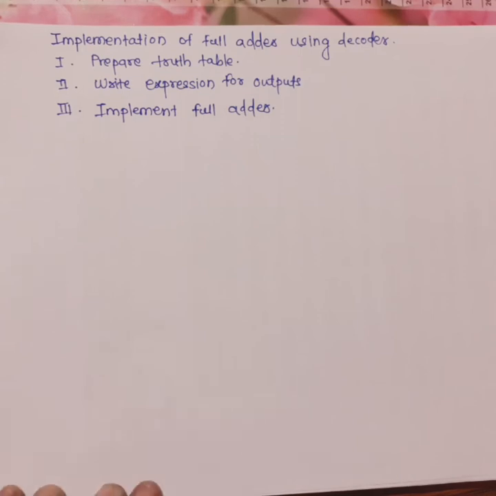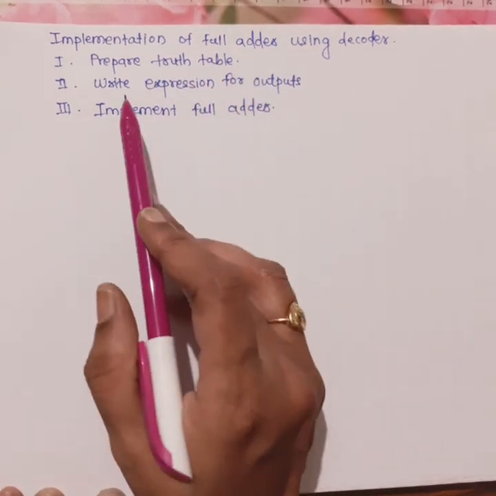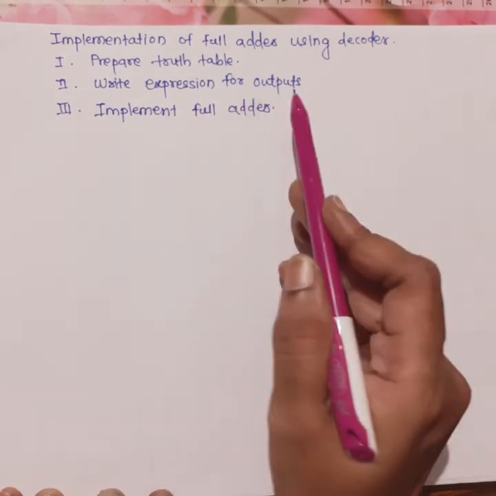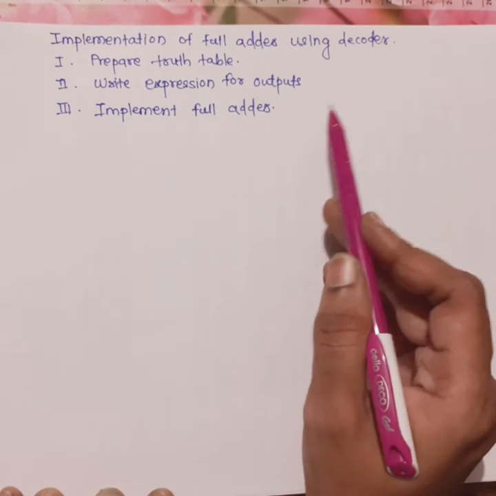Let us see implementation of full adder using decoder in 3 steps. With the first step, we have to prepare the truth table of full adder. With the second step, we will write the Boolean expression for the outputs of full adder. And with the third step, we will implement full adder using this decoder.